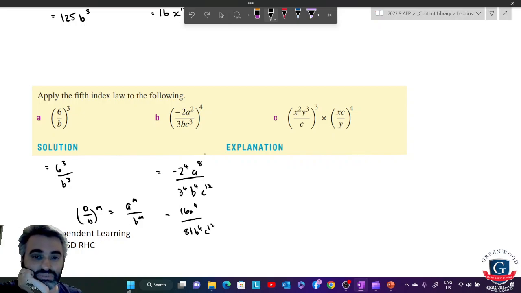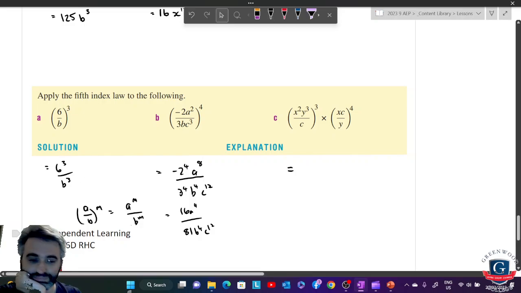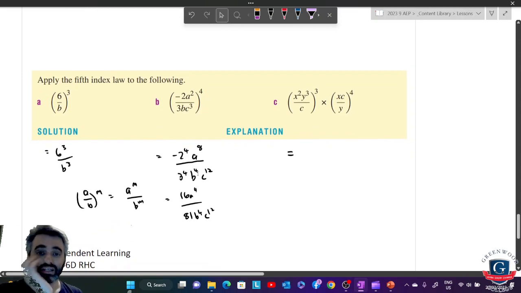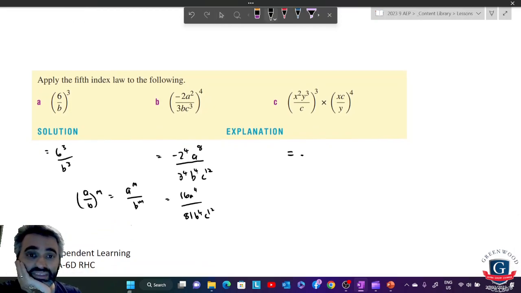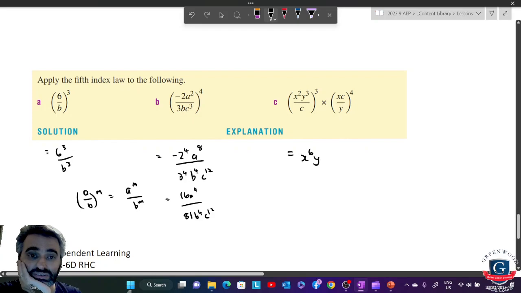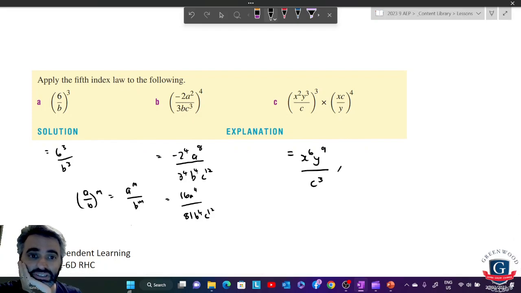Let's see what happens here. Oh, this is a little bit complicated. We might have to go down a bit further. Let's see. x to the power of 6, y to the power of 9, on c to the power of 3, times x to the power of 4, c to the power of 4 on y to the power of 4. We can do a little bit of cancelling here.